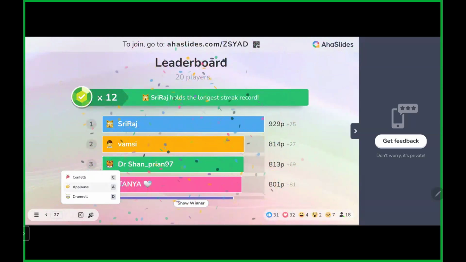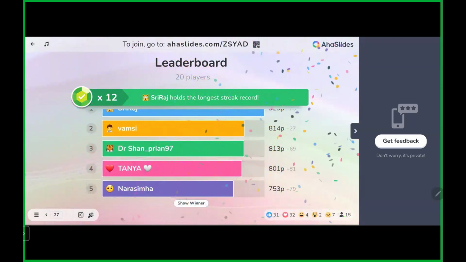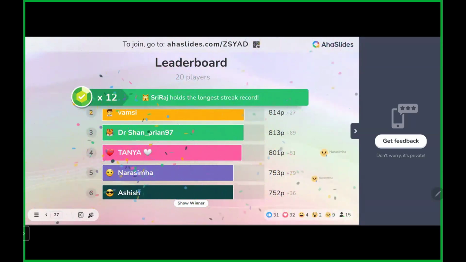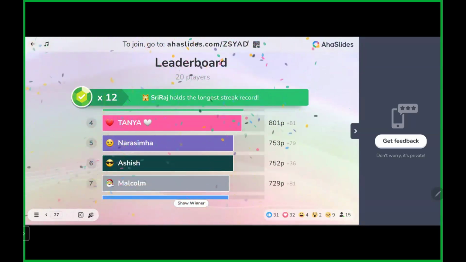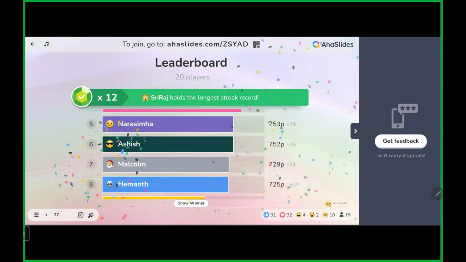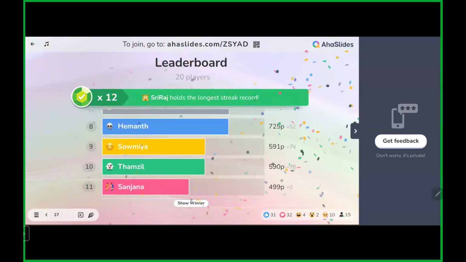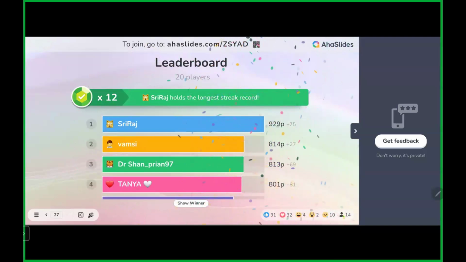Congrats, Sriraj. Congrats, Vamsi. And congrats, Dr. Shan. Dr. Vamshi has again landed up in second position. Impressive. Dr. Shan and Vamshi have a difference of just 1 point. Followed by Dr. Tanya, Narasimha, Ashish, Malcolm, Hemant, Soumya, and Tamzil. So these are our top 10 winners for this ENT quiz.